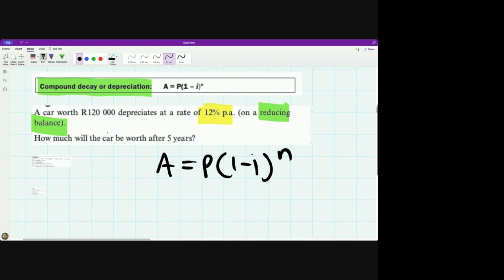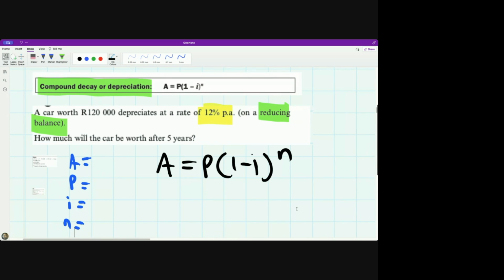I want to see, can you work out for me how much will this car be worth if I'm losing 12% using the compound depreciation or the reducing balance depreciation method? See if you can work that out. Write down what you think A is, what you think P is, what you think i is, what you think n is, and then use that to help you find that answer.